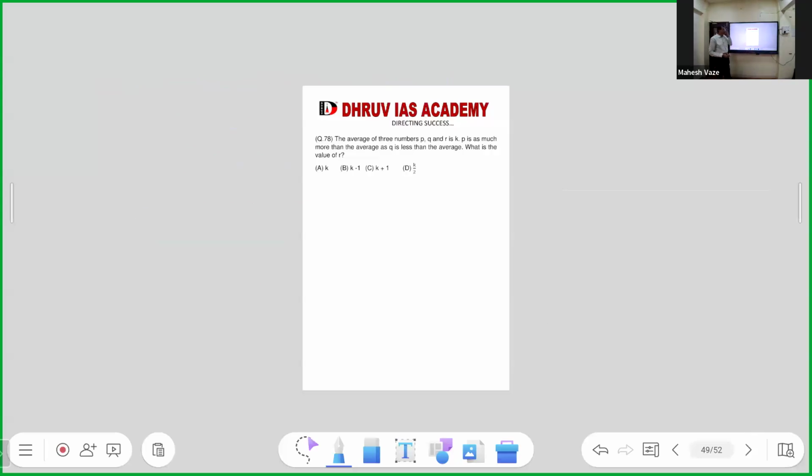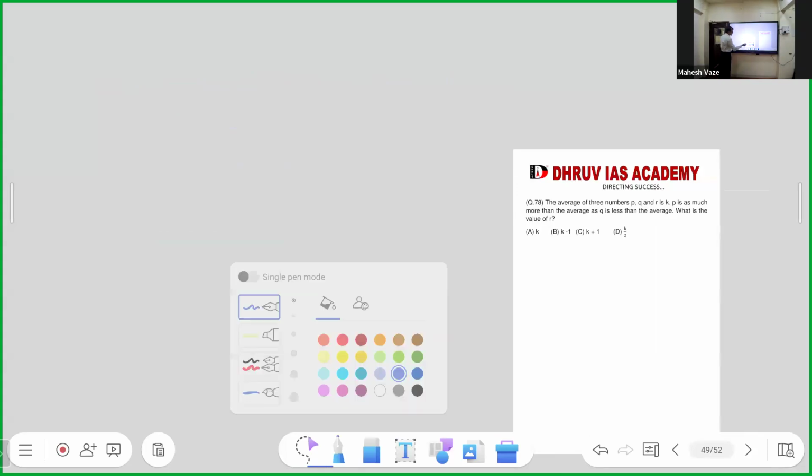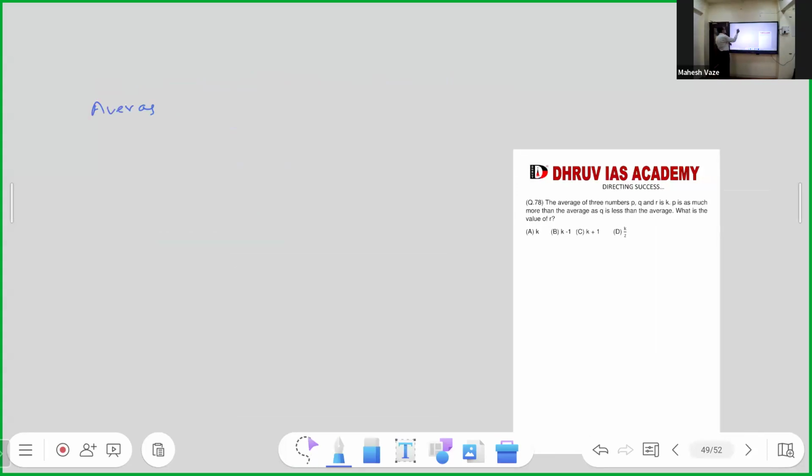Now next: the average of three numbers P, Q and R is K. P is as much more than the average as Q is less than the average. What is the value of R? Okay, the average is K. So again we will see how to go about this. The average of P, Q, R means P plus Q plus R upon 3 is K. So P plus Q plus R is equal to 3K.